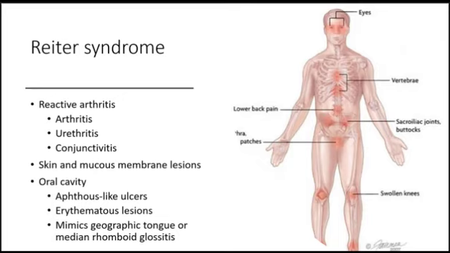Reiter syndrome is a reactive arthritis that results from infection. There is a triad of symptoms associated with Reiter syndrome, which are arthritis, urethritis, and conjunctivitis. In the oral cavity, we would see aphthous-like ulcers, erythematous lesions, and sometimes these can be confused with other common lesions like geographic tongue or median rhomboid glossitis. It gets really hard to tell the difference between those two.